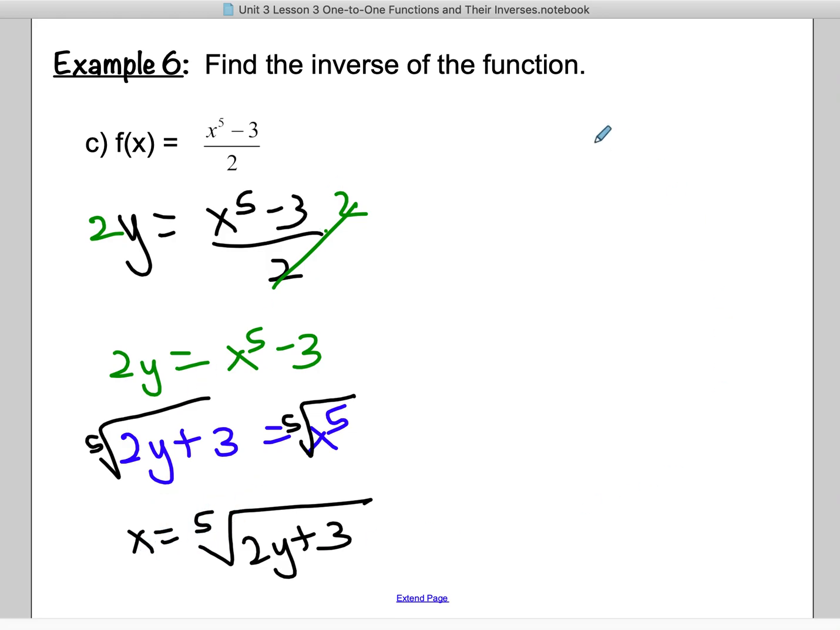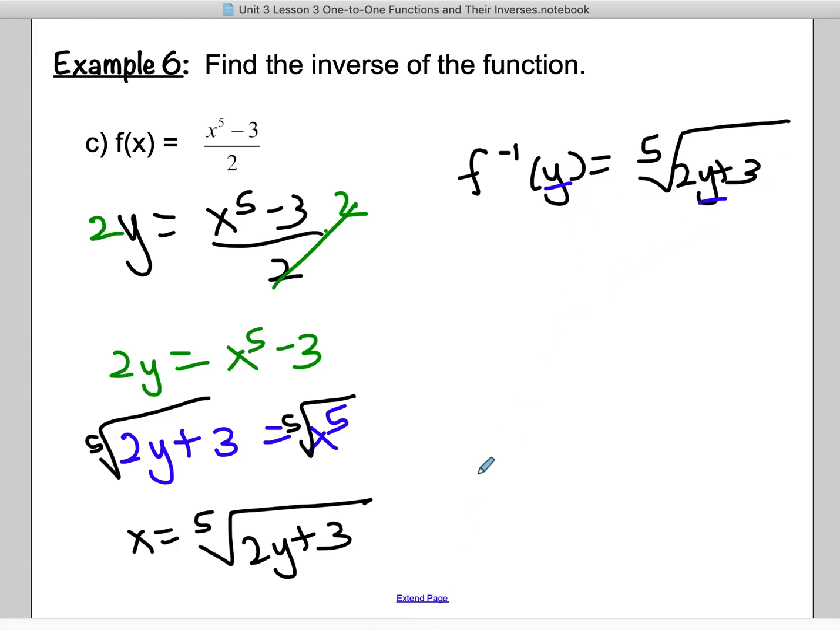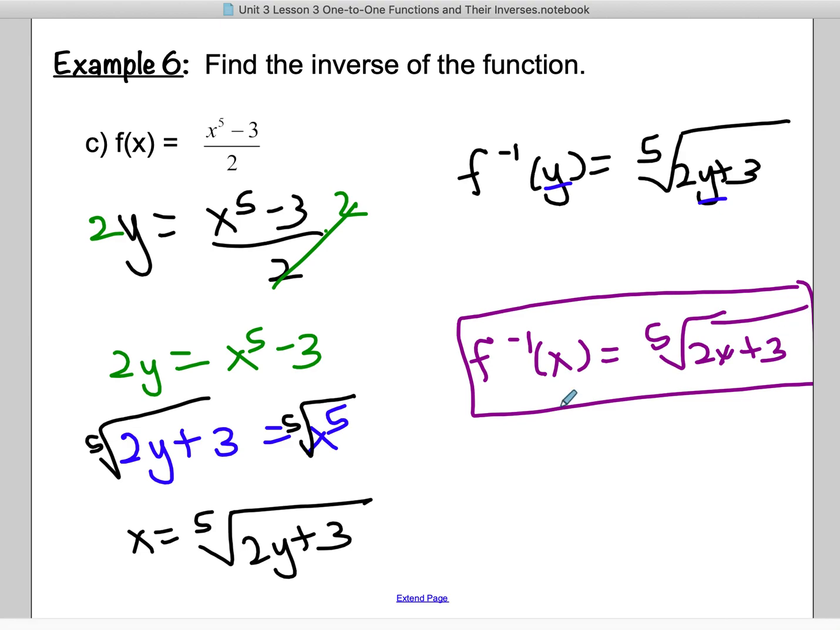Okay, so we really have f inverse of y equals the 5th root of 2y plus 3. My input is y. We're plugging in y, so our answer comes out as x's. However, once again, we just go ahead and rewrite it to have x's as our final inverse notation. So that's the way we write an inverse at the end: the 5th root of 2x plus 3. All right, so there's example 6c.